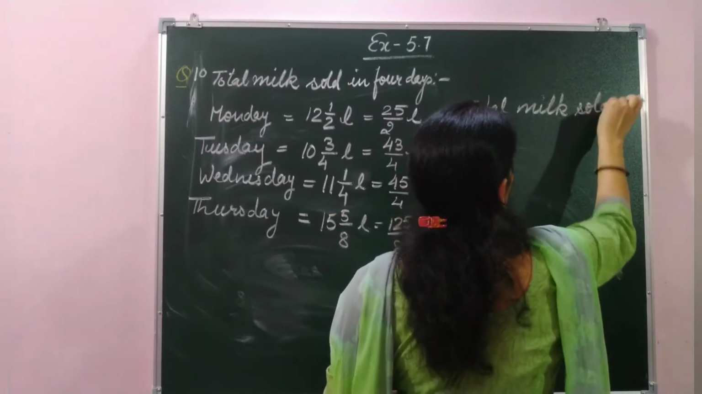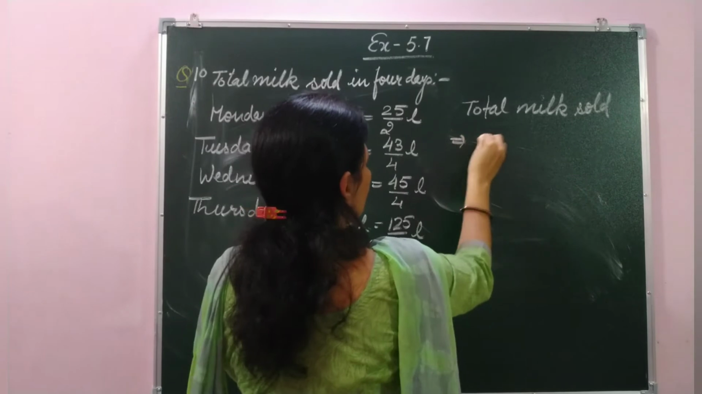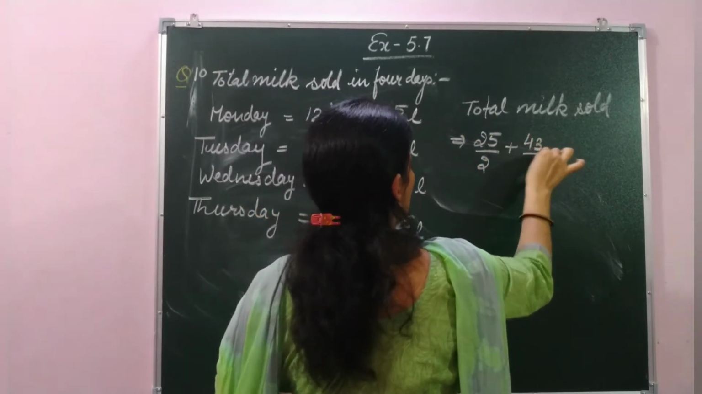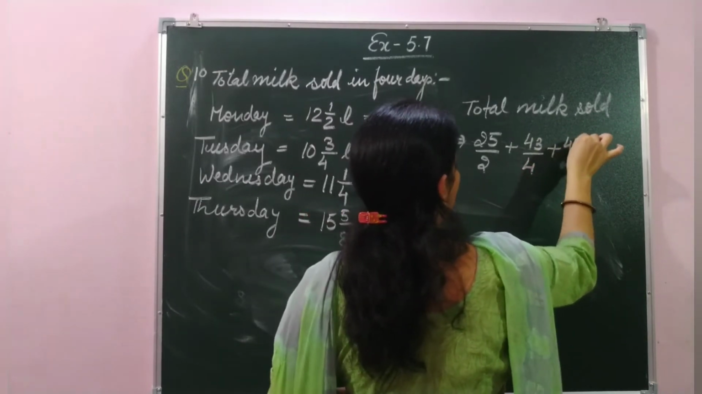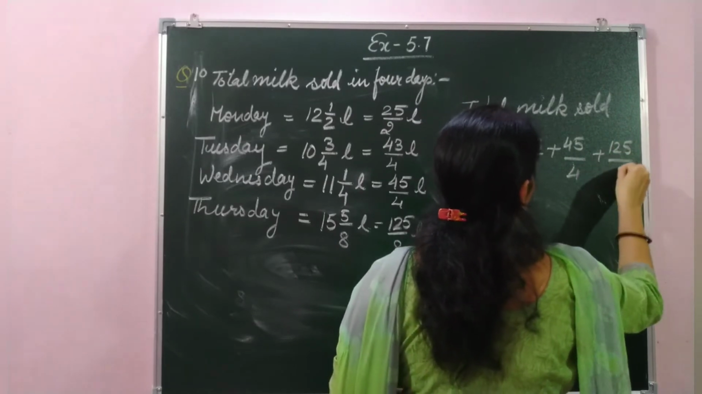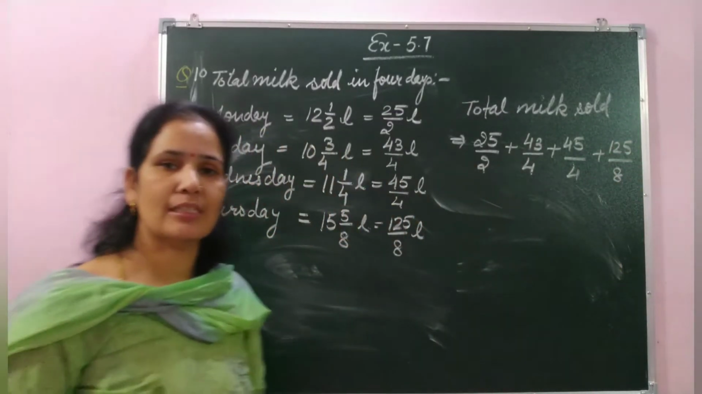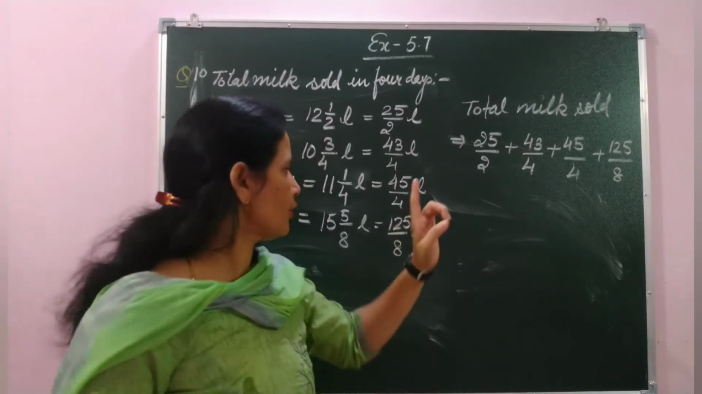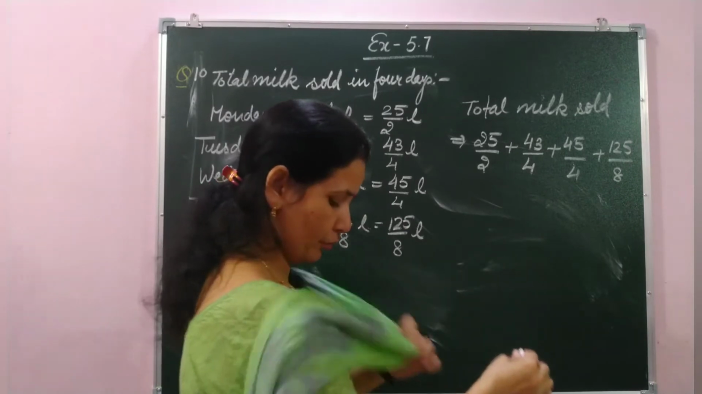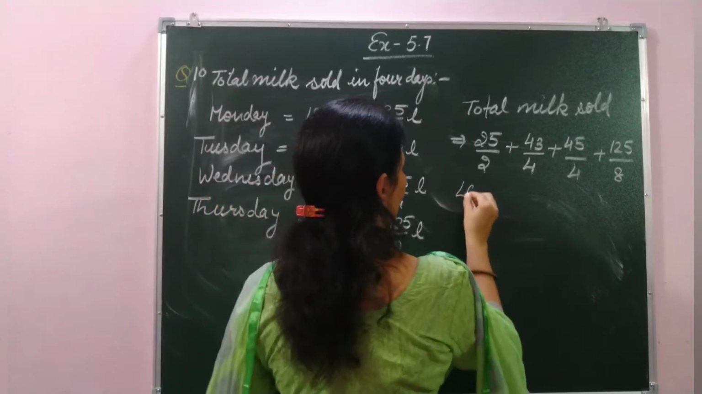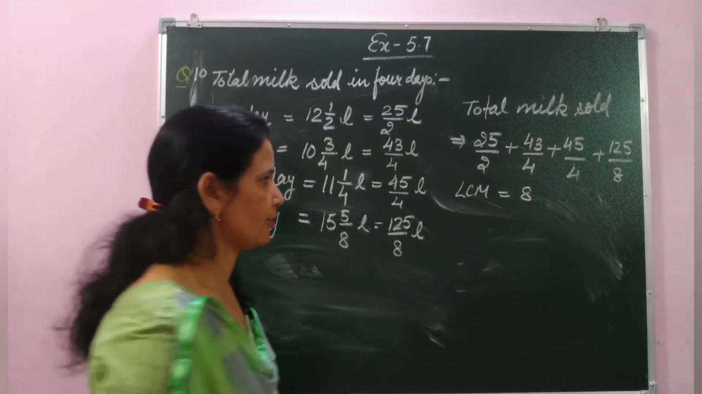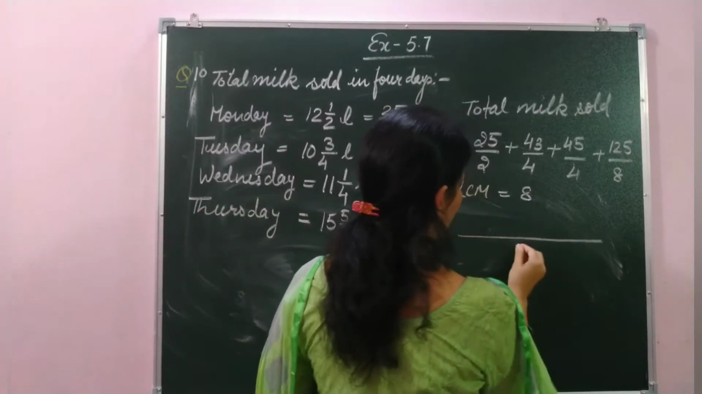So to find the total milk sold, we have to add this one, 25/2 plus 43/4 plus 45/4, and at the end 125/8. Okay students, now this is simple. Which fractions? We can say these are simple unlike fractions. So first of all we have to take the LCM. Here, the LCM is 8. Now take the LCM as a common denominator.